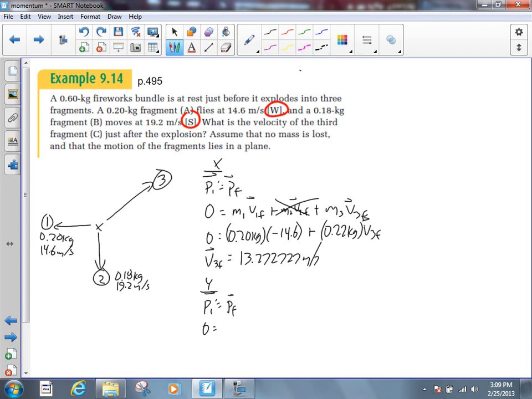If this fireworks bundle was moving before the explosion took place, we wouldn't say it was 0 momentum, would we? We'd say it's MVI. It wouldn't make it that much harder, just a little bit more math. 3 objects afterwards, 3 terms: M1 V1F plus M2 V2F plus M3 V3F.